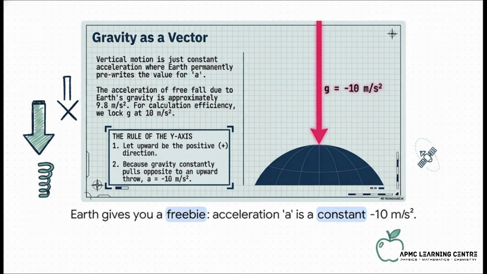Now, what's so great about any problem involving falling or throwing something up in the air is that the Earth gives you a free piece of information. The acceleration is always caused by gravity. We'll round it to a nice, clean 10 meters per second squared. And remember our vector rule? Usually we define up as the positive direction. Well, gravity always pulls down, so we give it a negative sign. A is always -10. It's a given.